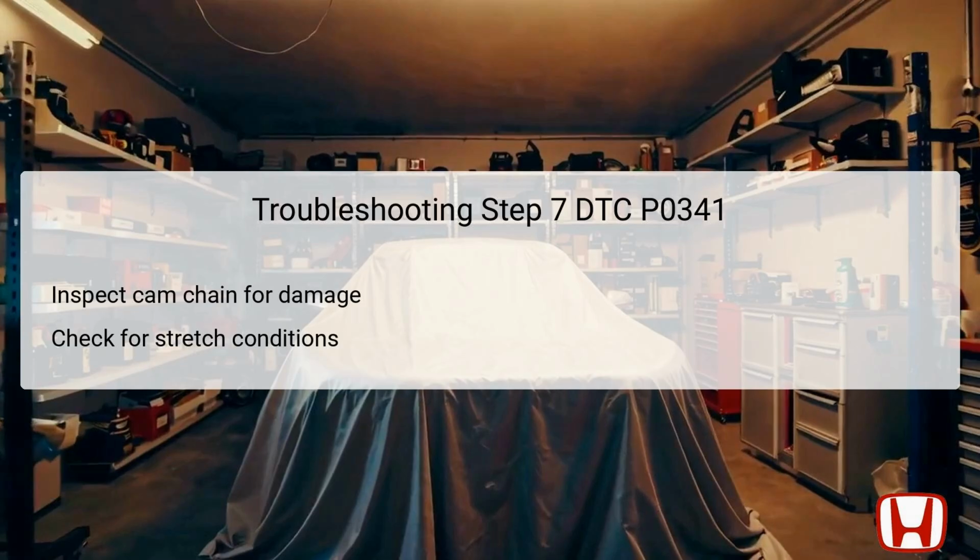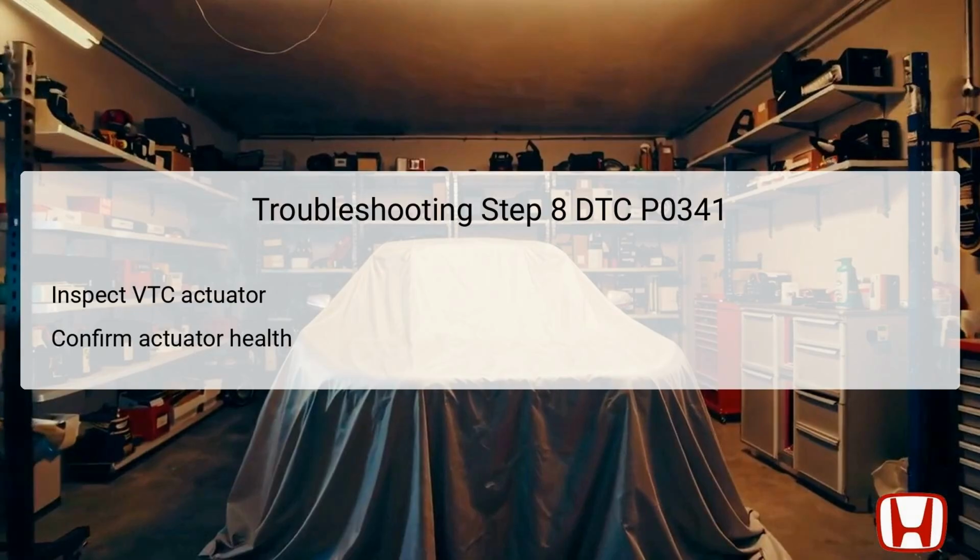Conversely, if no issues are found, you will proceed to Step 8, indicating that the timing mechanism is functioning appropriately. Step 8 focuses on inspecting the VTC actuator, a vital component that affects the timing control of the engine. The actuator works by adjusting the position of the camshaft based on the input it receives from the ECU, which is influenced by engine demand.